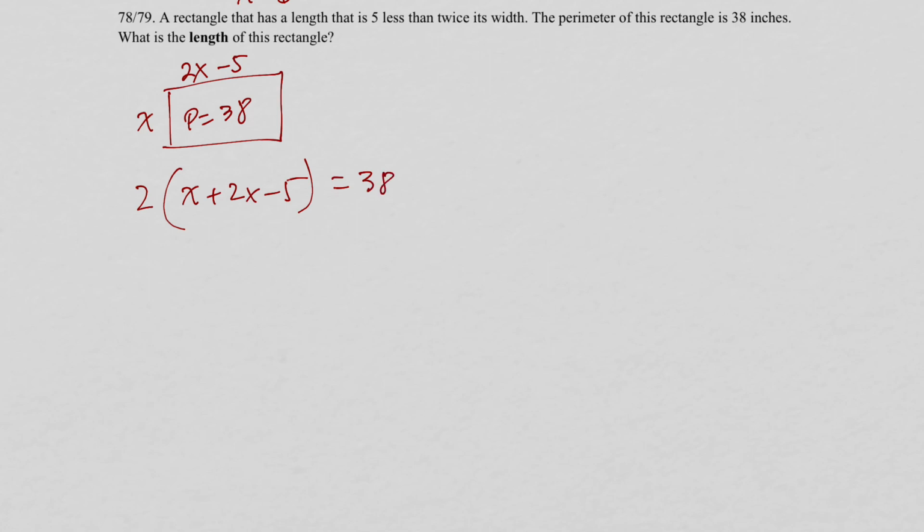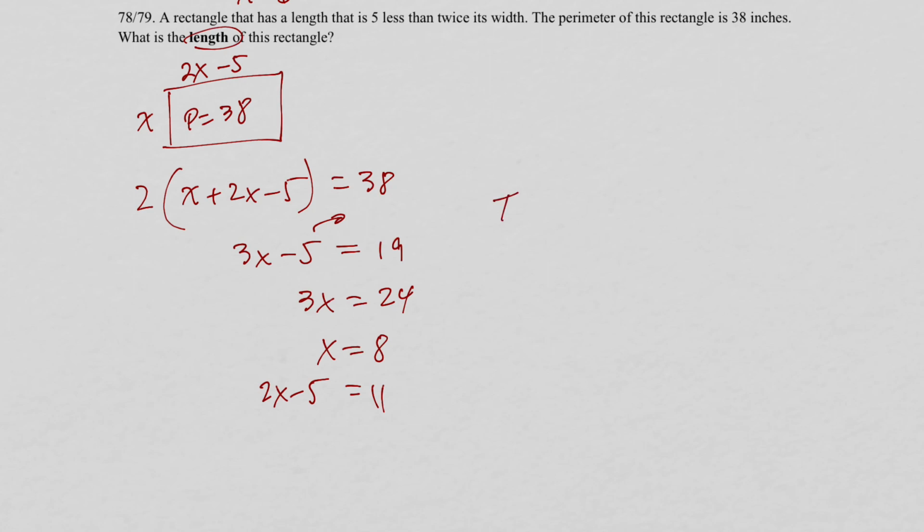I think the easiest way to do this is to divide each side by 2 to get 19, and then combine those like terms. So I did 2 steps in one. So I combined these like terms, and then I divided each side by 2. And now I'm going to add 5 to each side. So 3x is equal to 19 plus 5 is 24. So x is equal to 8. That means that 2x minus 5 is equal to 16 minus 5, which is 11. And they want to know the length. So the length is 11, and this is inches.